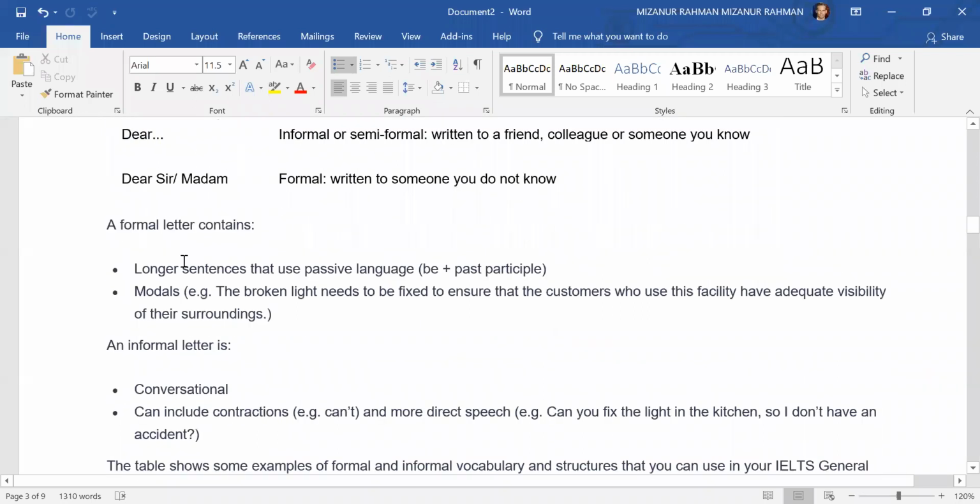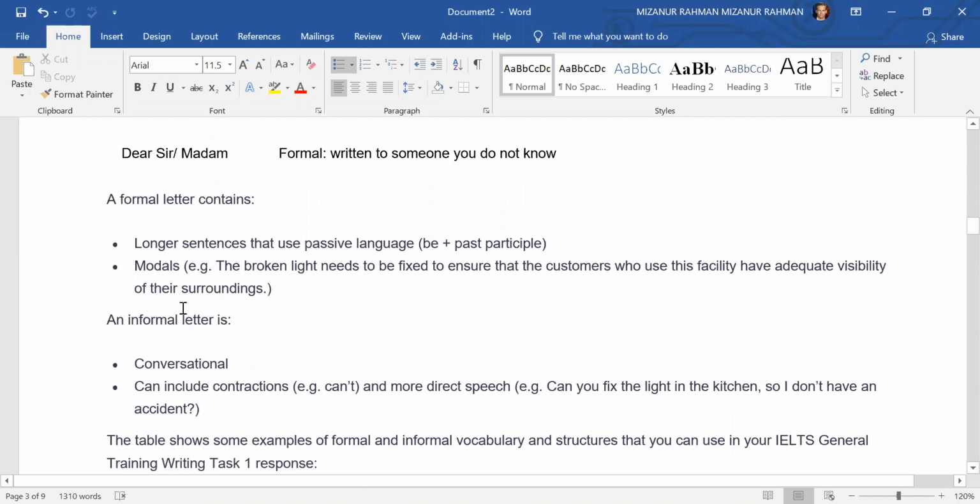A formal letter contains longer sentences that use passive language, be plus past participle. Okay, formal letter. You know the formal letters, right? For example: the broken light needs to be fixed to ensure that the customers who use the facility have adequate visibility. You don't know the person, that's why you cannot talk to them directly, and that's why we are using the passive.